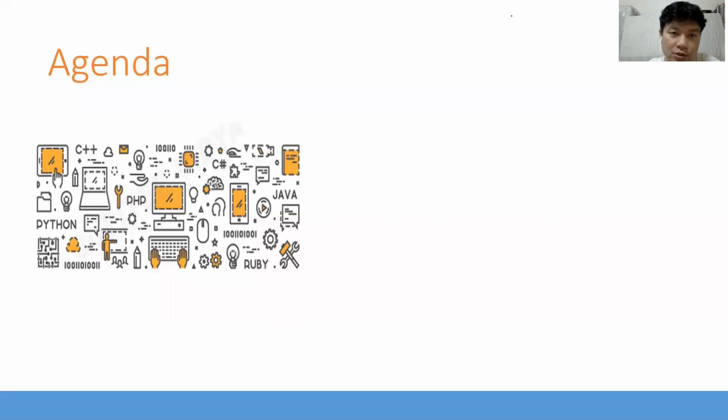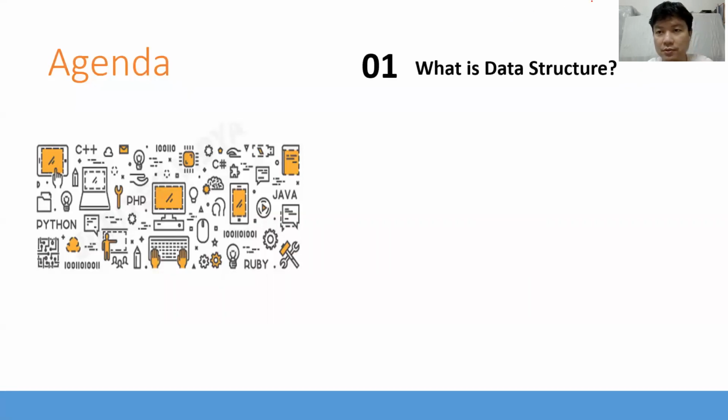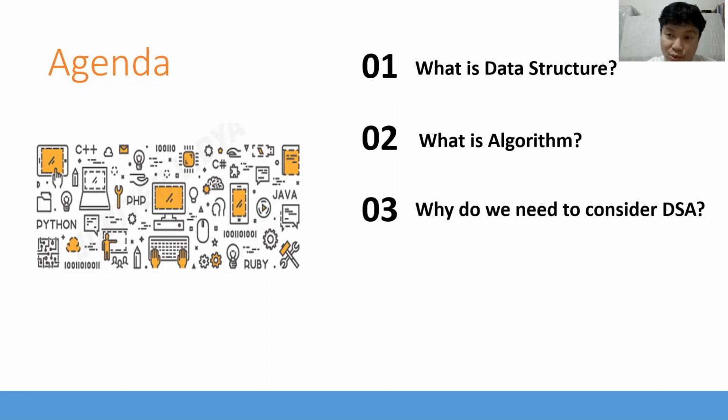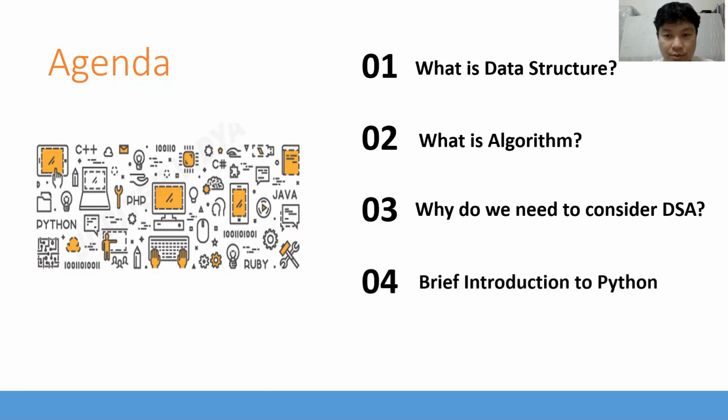So the agenda of this course will be, first, what is data structure, and the next is what is algorithm, and why do we need to consider DSA. So DSA is data structure and algorithm, and a brief introduction to Python. So let's see what we are going to study in this course.